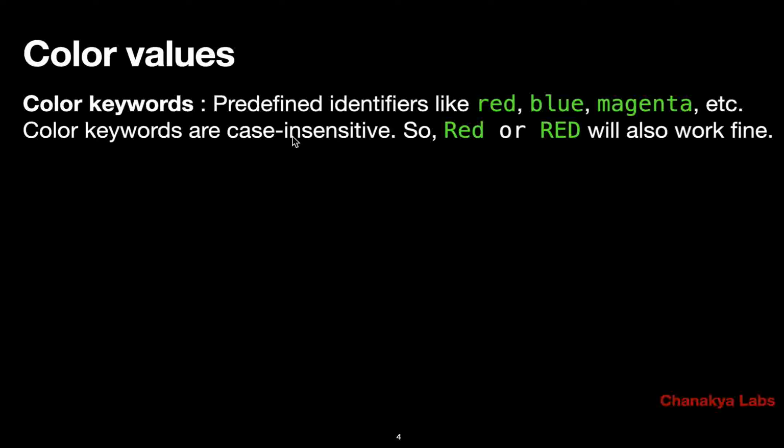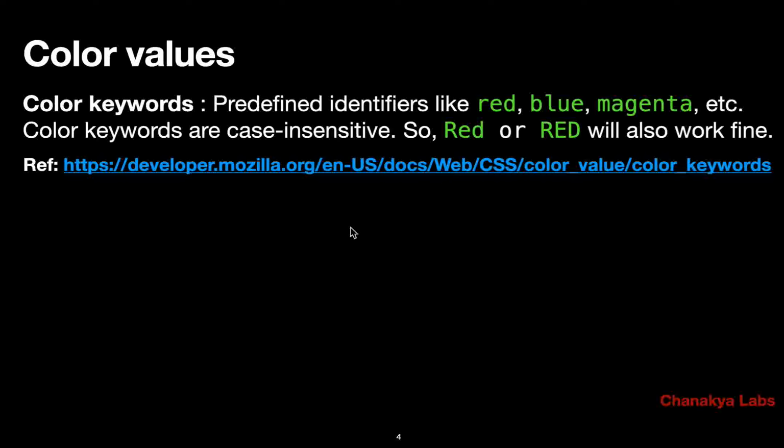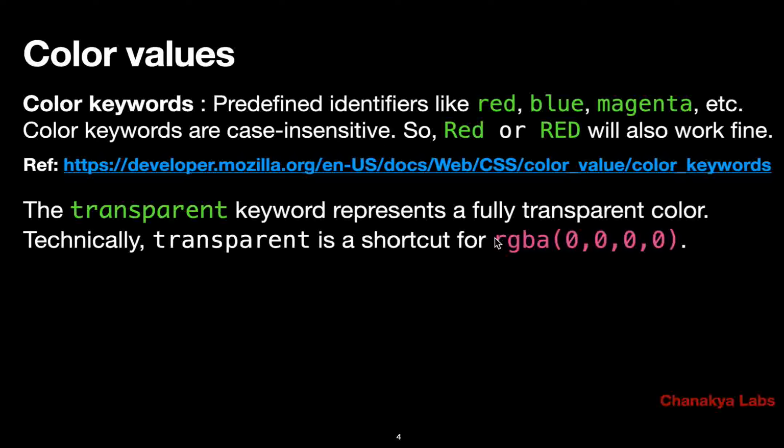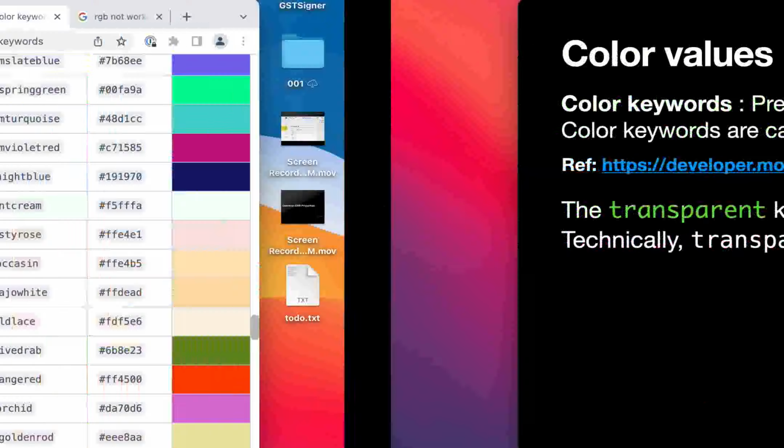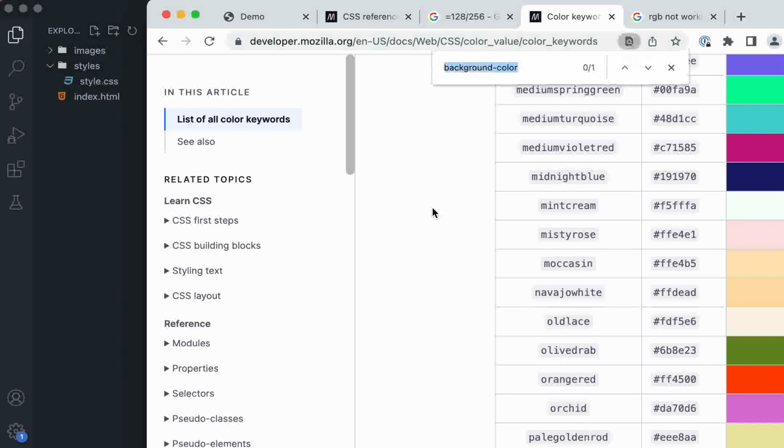And just like anything in CSS, these things are also case insensitive, which means that you can use a capital R, E, D, or all caps, and everything will work fine. They are not case sensitive. Okay, and as I showed you, you can go to this link and get a complete list of colors for your CSS. Now transparent is one of the colors. Let me see whether transparent is mentioned here or not.